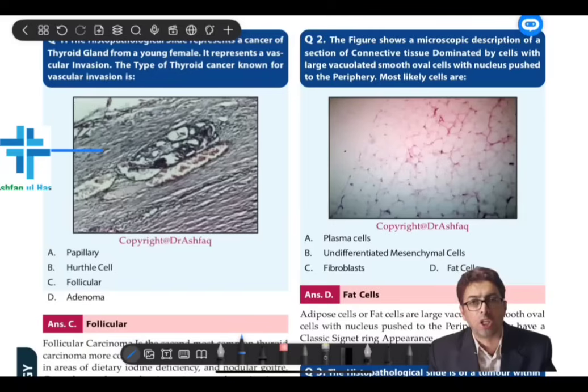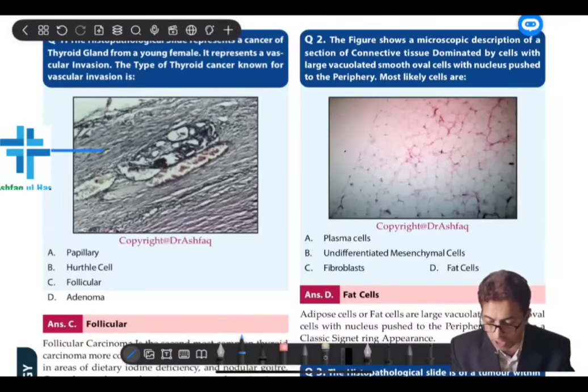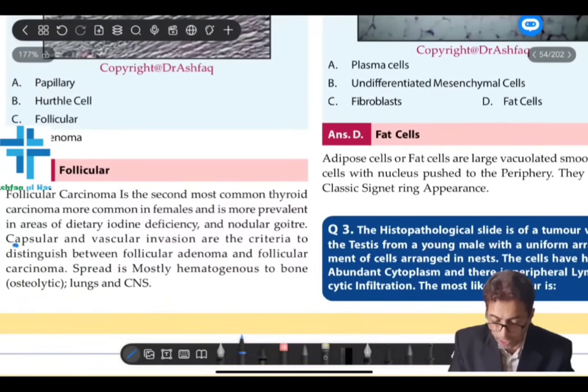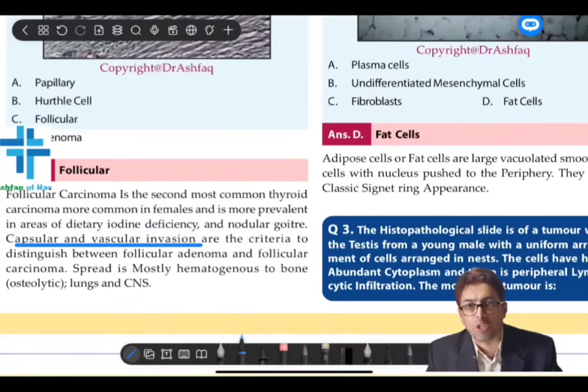And one important thing you have to remember is that in follicular adenoma, there is no vascular breach of the capsule. So the important thing is that, number one, the capsule is not breached, and a characteristic feature of the follicular carcinoma of thyroid is vascular invasion. So the term has been mentioned over here. You can see in the explanation I have shown capsular and vascular invasion. They are a very important feature of follicular carcinoma thyroid.